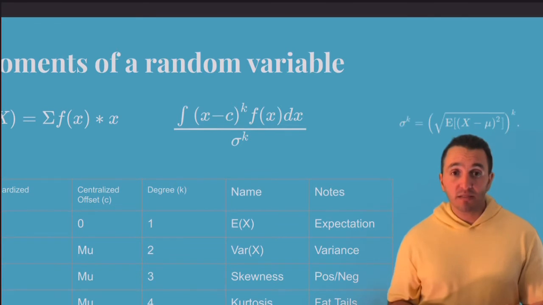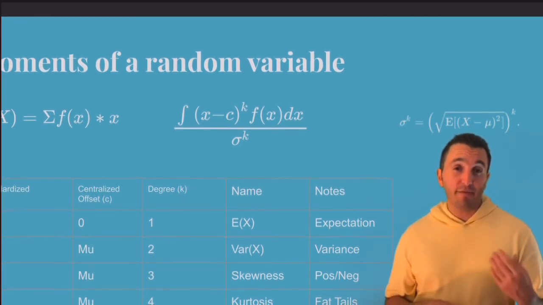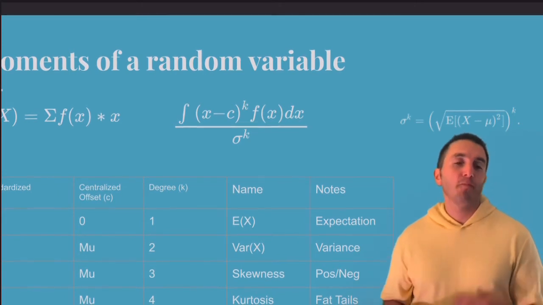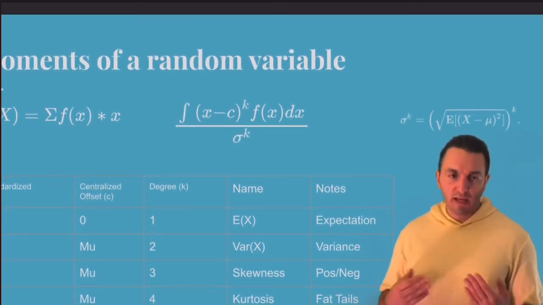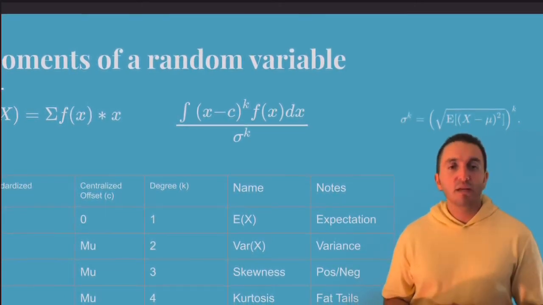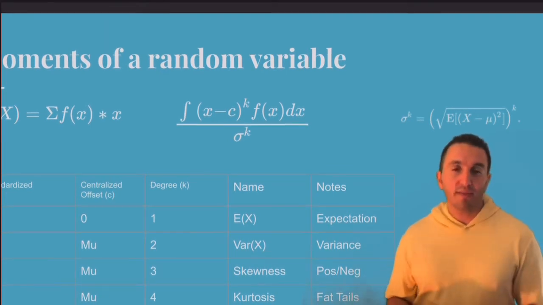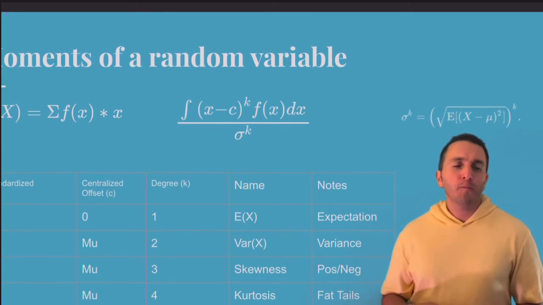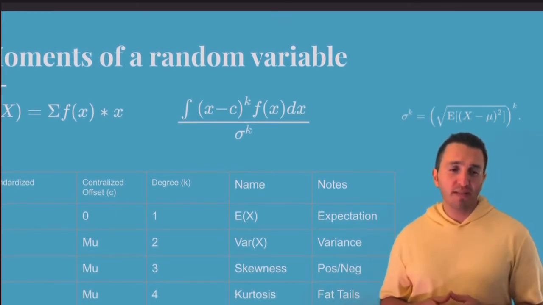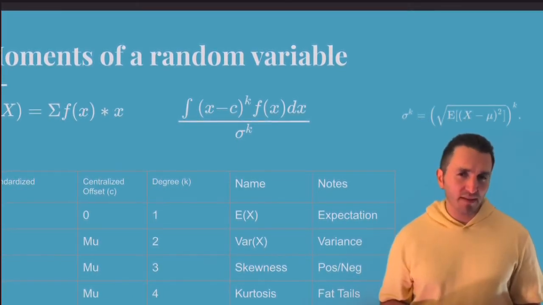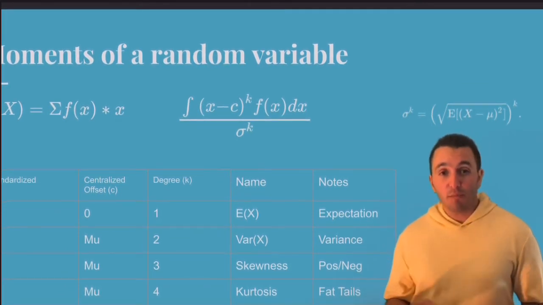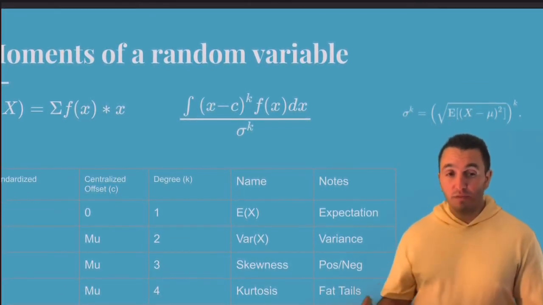E of X, which is just f of X times X, we call that the first moment of a random variable. E of X squared, which is just X squared times f of X, the sum of that value, we call that the second moment, and then so forth as the third and the fourth moment. So we notice that the first moment is the expectation. The variance isn't quite the second moment, but it's related, right? Because the variance is the second moment minus the square of the first moment.